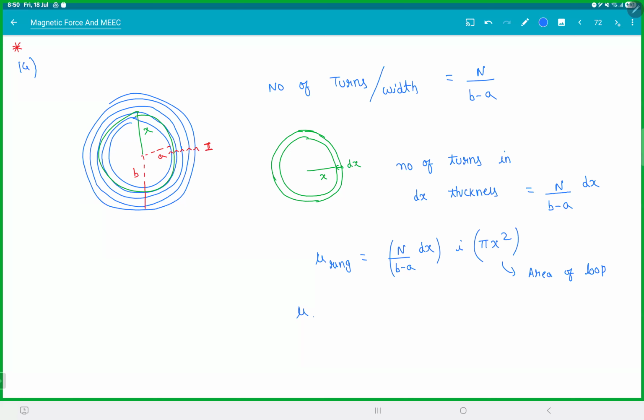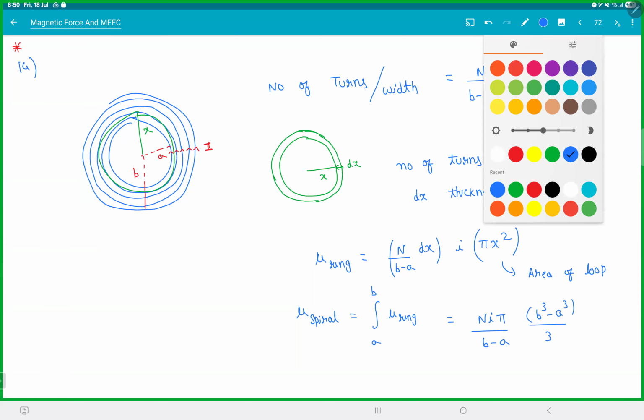Now, if you integrate all these rings in the spiral, you'll get the integral of mu ring. Limits will go from a to b. This will become N I pi by B minus A, times x cubed by 3, so that will be B cubed minus A cubed by 3. So that is how you introduce the dx term in this integration.